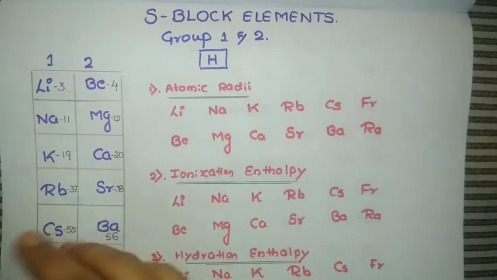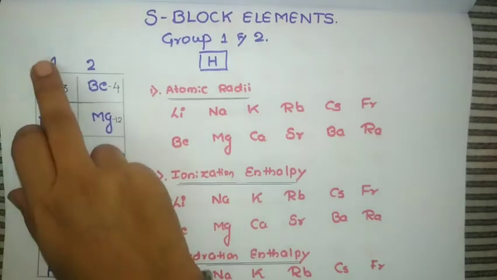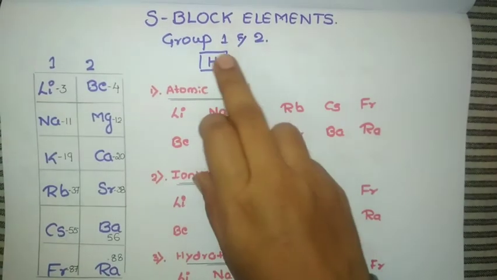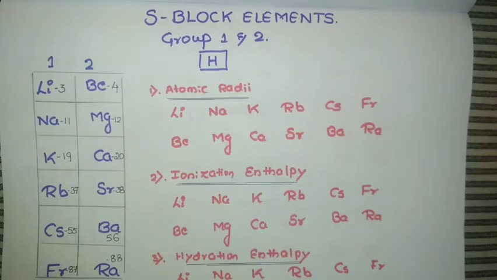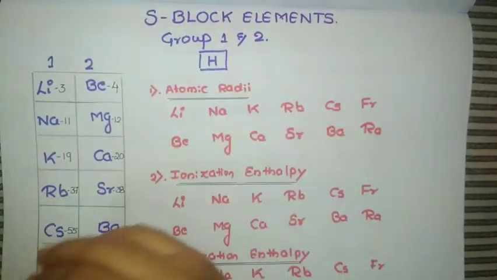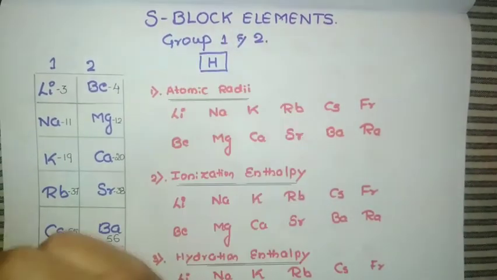Group 1 includes all these elements, and before them we have hydrogen, which I have written separately. It is because in some cases hydrogen behaves as an S block element, and in some cases it behaves like a P block element. It can exist as a proton, H plus, and it can exist as a hydride ion, H minus. It is highly electropositive and in some cases exhibits different properties. For that reason, even in your first year you studied hydrogen in a separate chapter, right? That's why I have kept hydrogen separately.